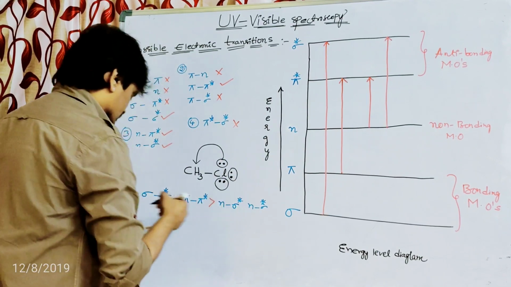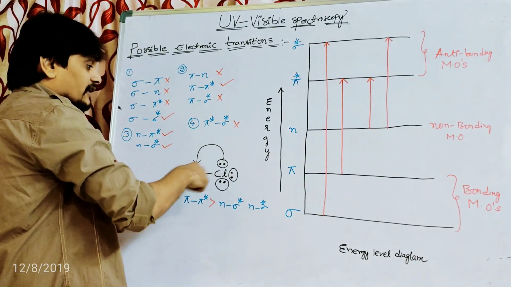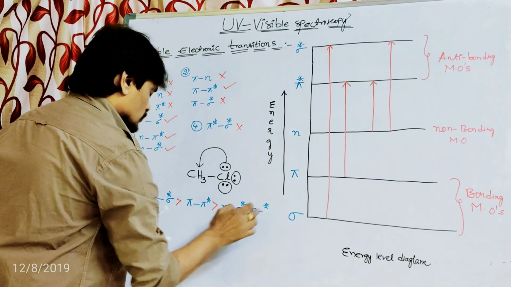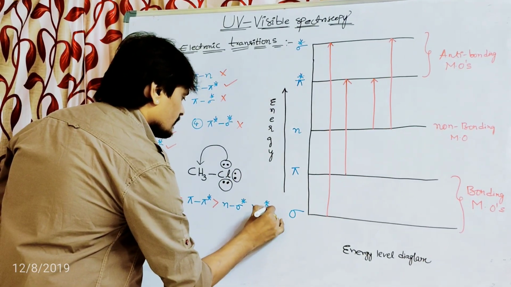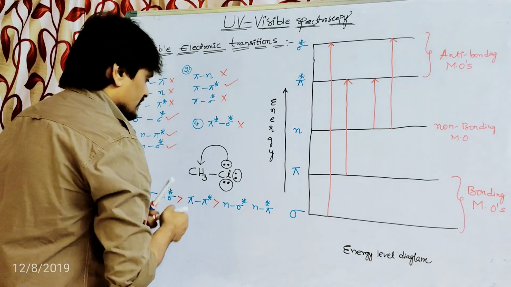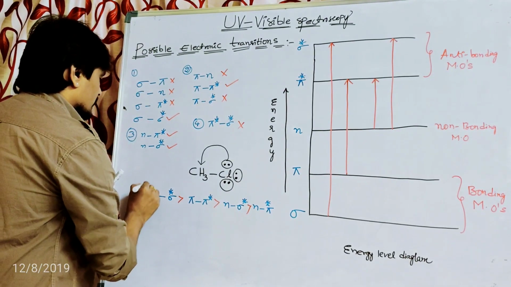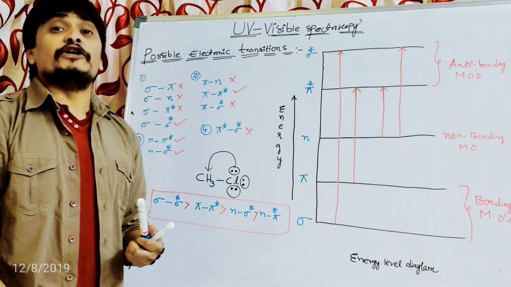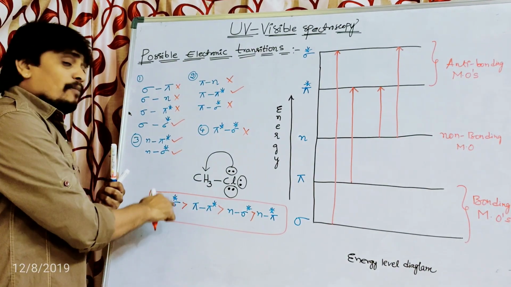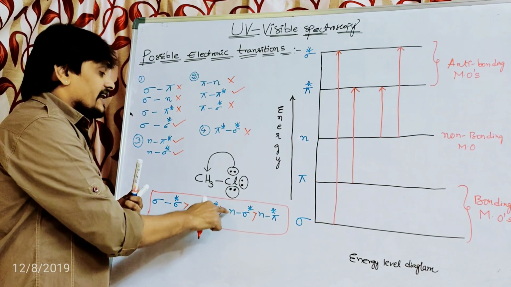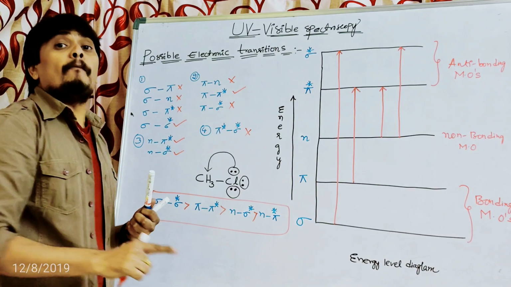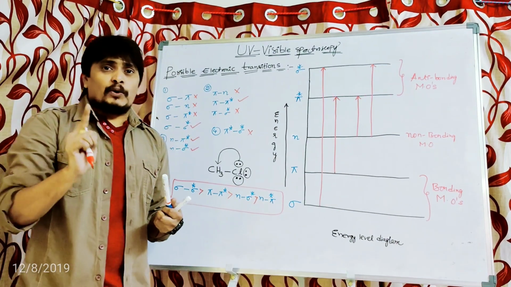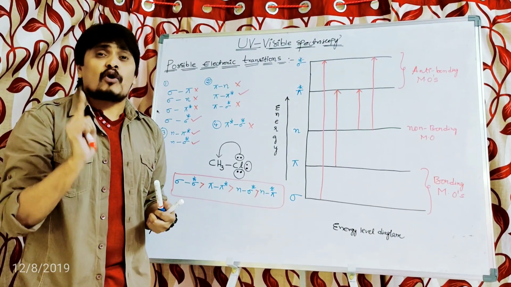These were the possible ones, but according to the energy, this is the order. Next, n to pi star, students. So this is the energy order of the 4 possible electronic transitions in the UV visible spectroscopy. Sigma to sigma star is greater than pi to pi star is greater than n to sigma star is greater than n to pi star, students.